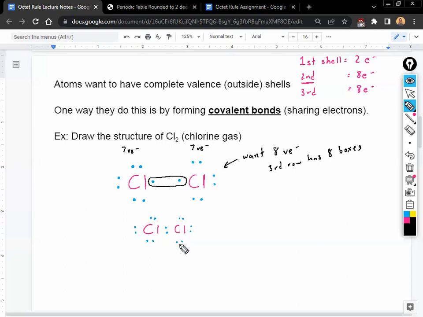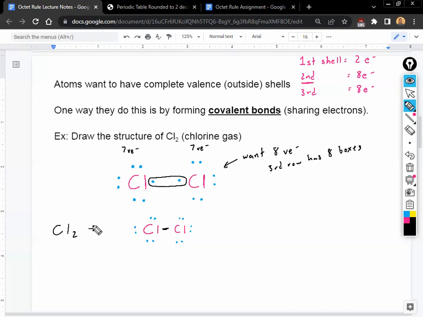But instead of drawing all of these electrons in the middle, what we do is we just represent that with a line. Okay, and there you go. This is going to be a picture of Cl2. This is what Cl2 looks like. This is what you're going to be doing for your assignment. You're just going to be drawing these structures right here.